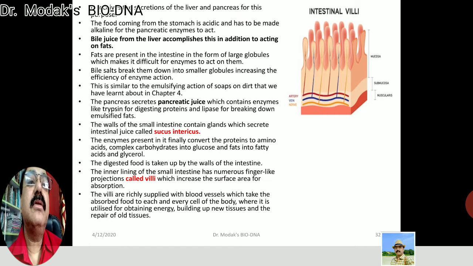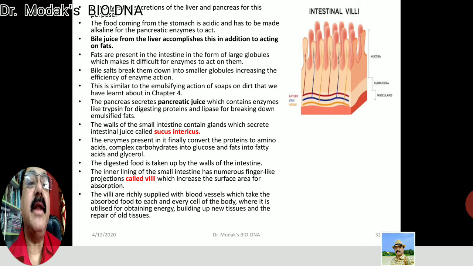Then bile juice plays a very important role. We have to understand this also, that bile salts break the fat globules, which are larger, into smaller globules, increasing the efficiency of the lipase enzyme. Lipase digests the lipids into fatty acids and glycerol. But for better action, the bile acts as an emulsifying agent, and it emulsifies the fat. It means it breaks the fats into smaller pieces, smaller droplets or globules, and then they are acted upon by lipase.